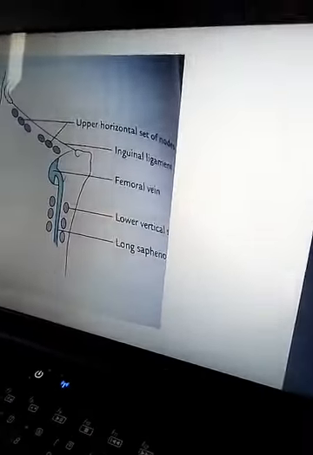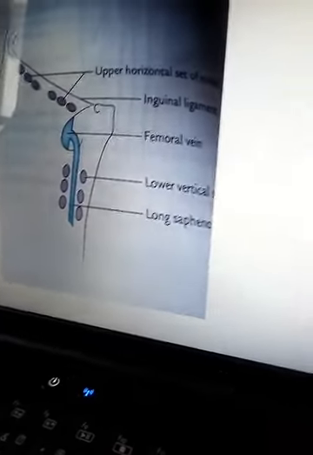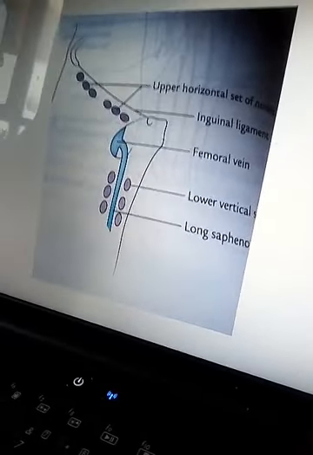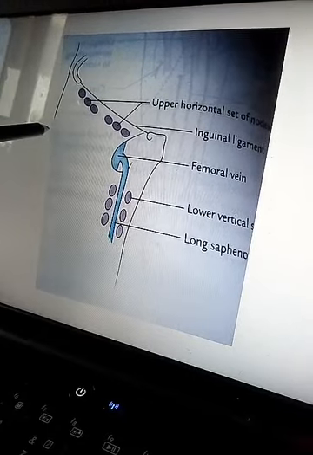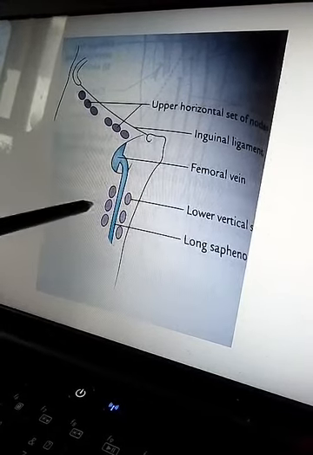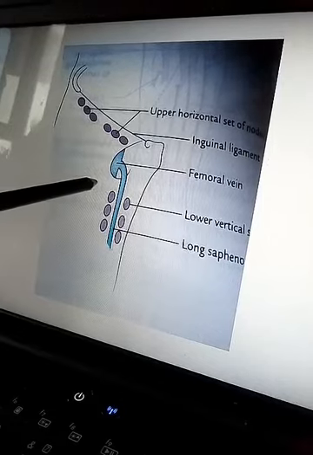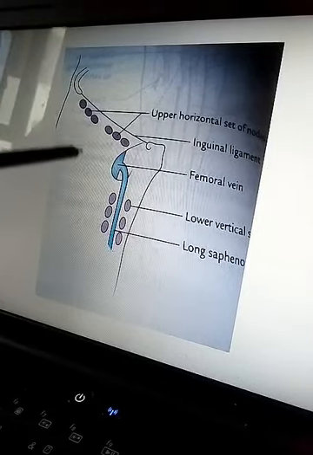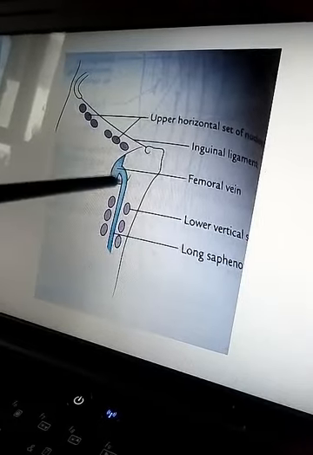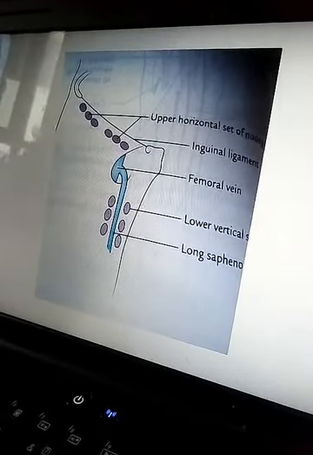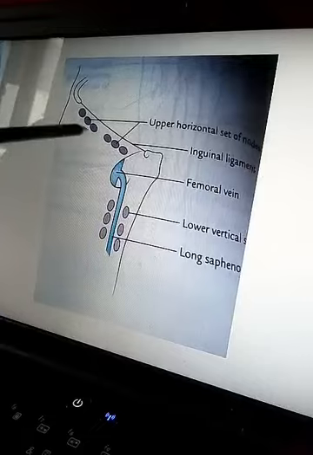Now another structure present in the superficial fascia is the superficial inguinal lymph nodes. The superficial inguinal lymph nodes are variable in their number and size. They are divided into two sets, horizontal group and vertical group. The two sets are arranged in a T-shaped manner.